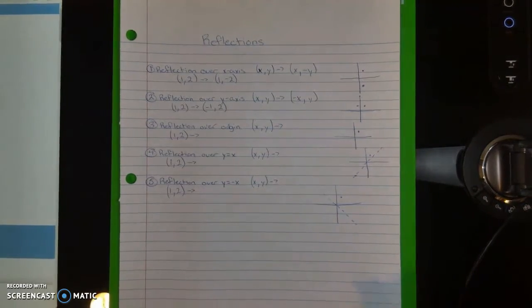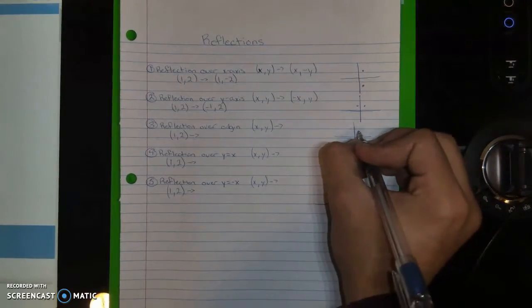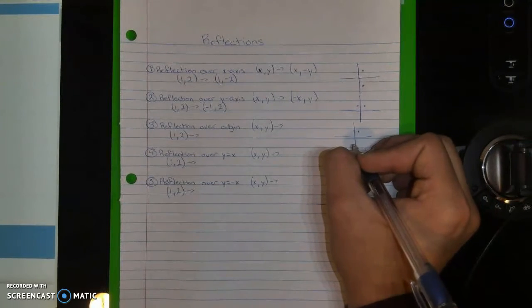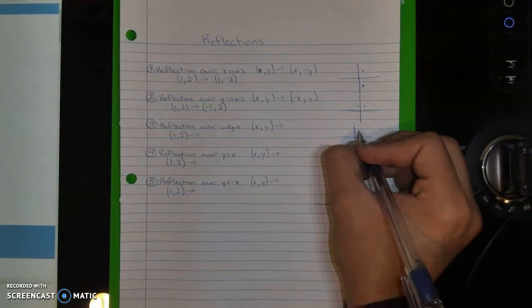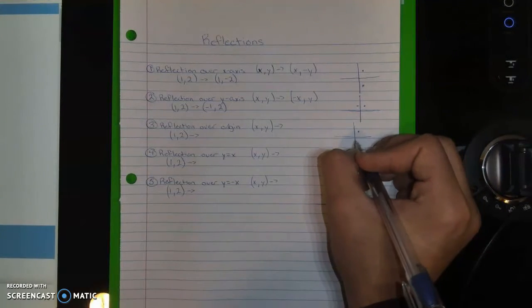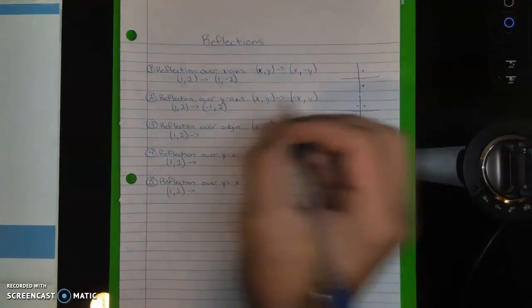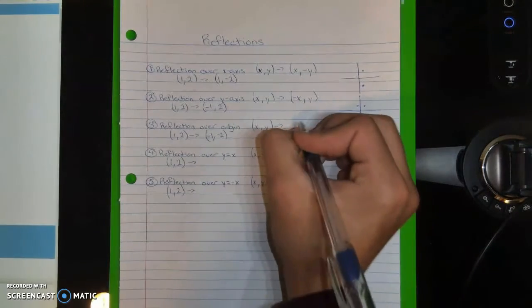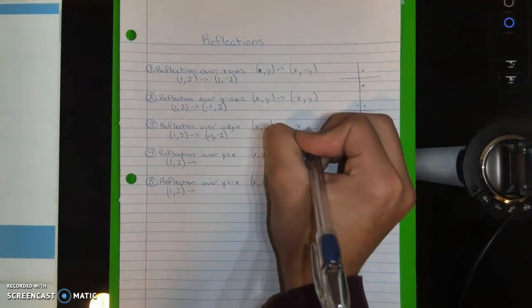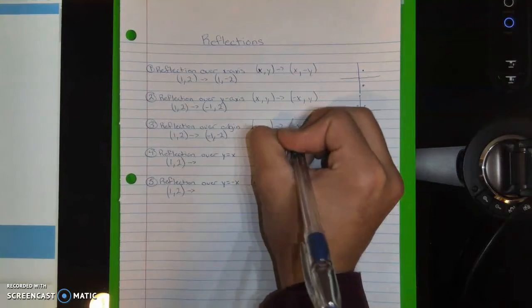When we reflect it over the origin, both values are going to just become opposite sign. So if they're positive, that's negative. If it's negative, that's positive. So (1, 2) will appear down here, and it'll be (-1, -2). So we can write that as negating the x and negating the y.